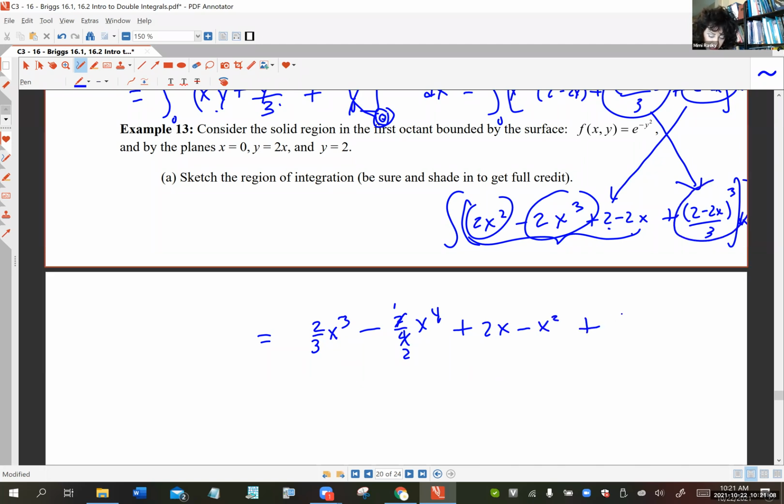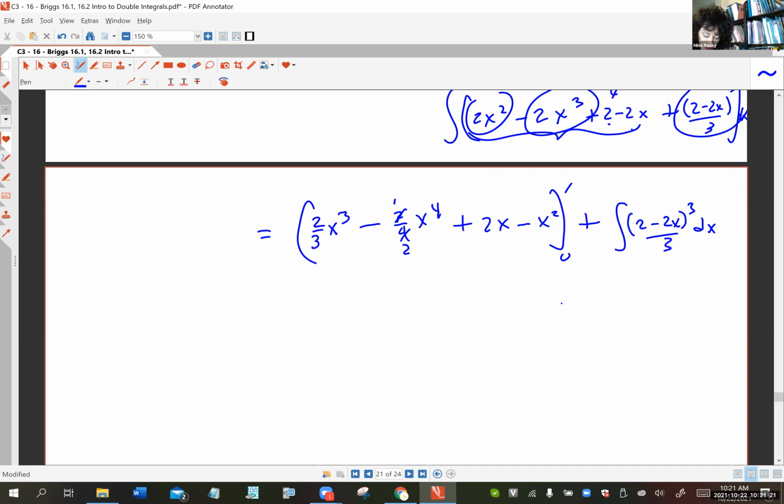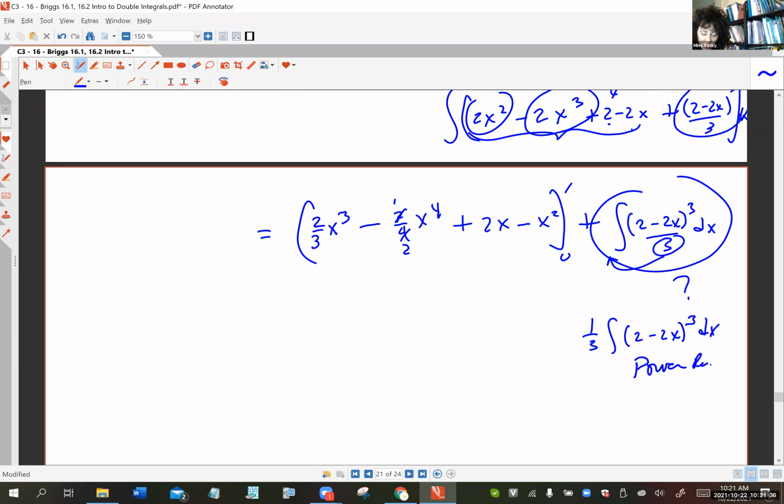Plus, now what about this last term? Let's just put an integral symbol in front of it because I'm going to show you how I'm going to deal with it. These guys, we will have to evaluate between the limits of 0 and 1, but I'm going to hold off for now. I just want to look at this thing. Like how do we do it? Well, first, the 1/3, it's legal since it's a multiple, to pull it out in front of the integral. And then I'm going to use the power rule with u substitution.